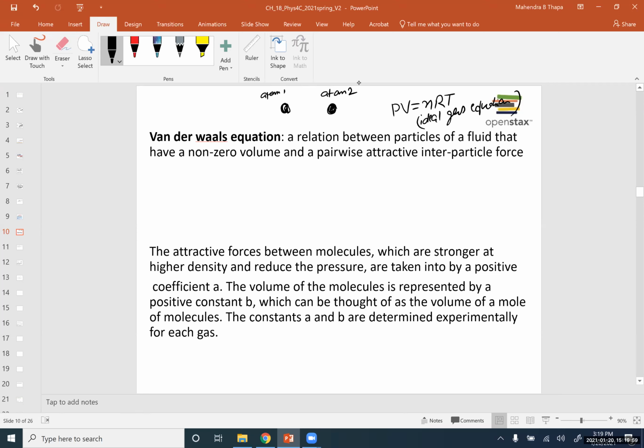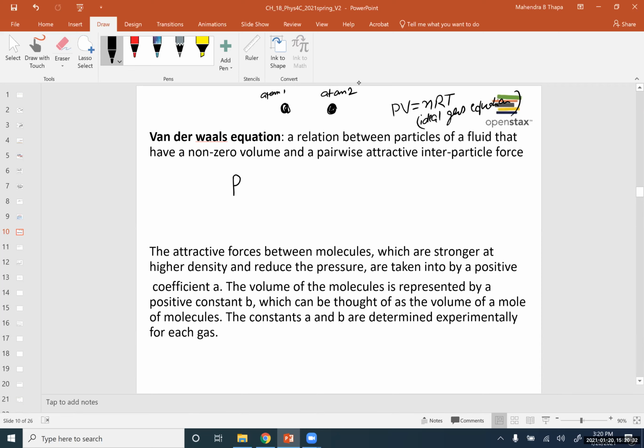We want to remove those assumptions. We first assumed that the particle size of each gas molecule is very small, but here we want to introduce the effect of the volume of the gas particles. Another is we assumed there are no interactions, but in reality, there are interactions between the atoms. We want to include those. So if you include those things, the equation PV equals nRT will be changed like this.